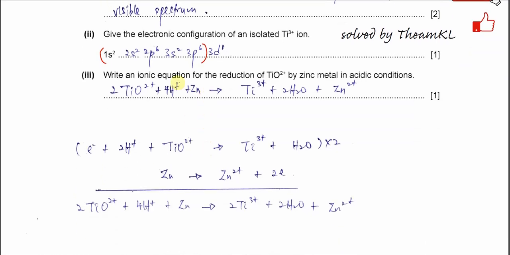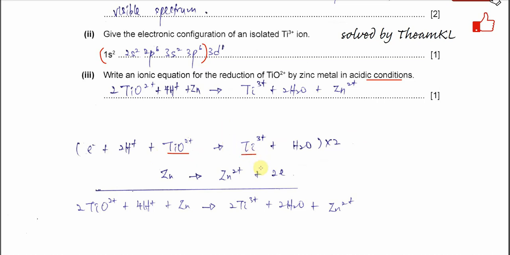Part 3. Write the ionic equation for the reduction of the TiO2 positive ion by zinc metal in acidic condition. If you're not really sure how to construct the ionic equation, you can do it separately. Let's say you start with the TiO2 positive ion. We know that it is reduced to Ti3 positive, according to the question just now.